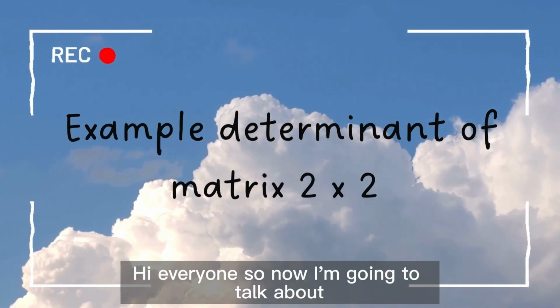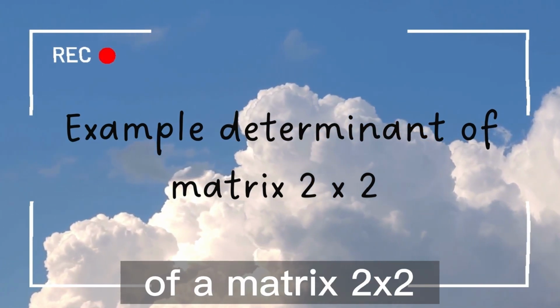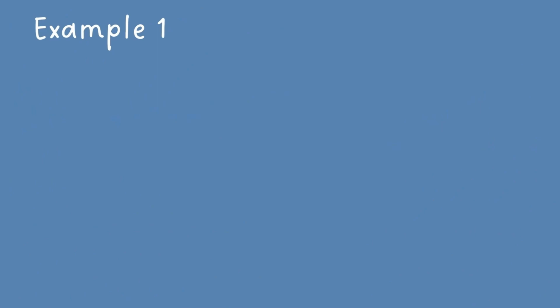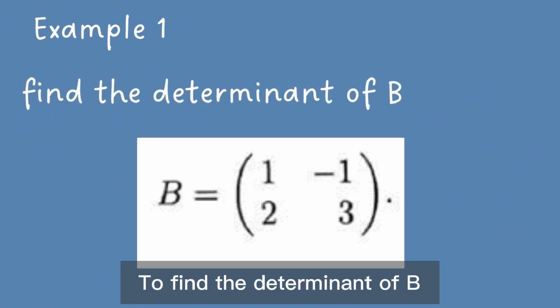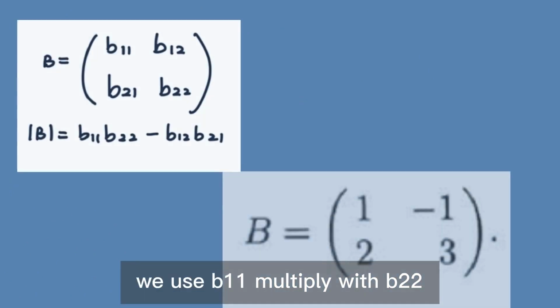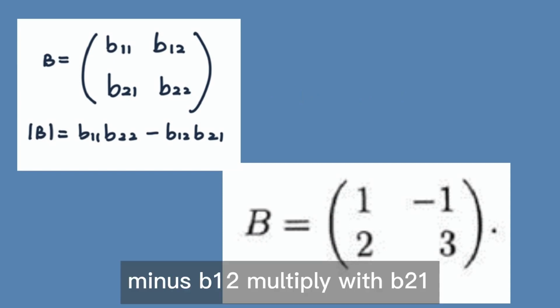Hi everyone, so now I'm going to talk about examples for determinants of a 2 multiplied by 2 matrix. Example 1. To find the determinant of B, we apply the formula we learned before. We use B11 multiplied with B22 minus B12 multiplied with B21.